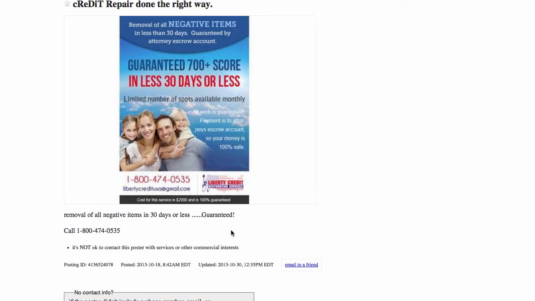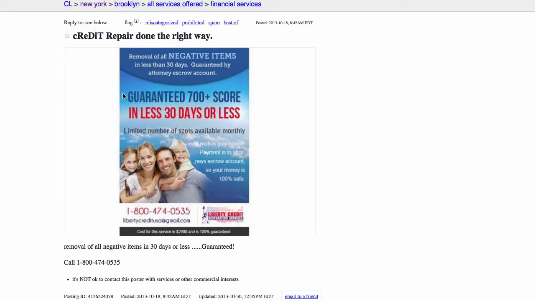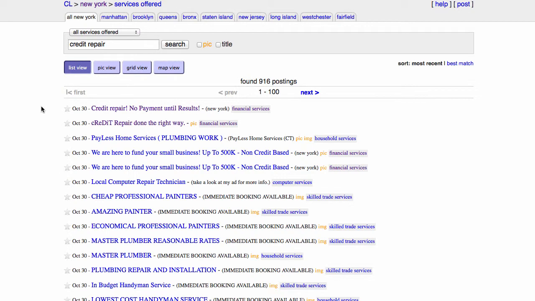They're offering a guarantee. And it's important as we're doing our market research to understand some of the benefits here. Guaranteed 700 plus score. So obviously the people who are looking for credit repair are looking for 700 or more scores. Offering guarantees, and apparently time is a factor because they're saying in less than 30 days. So this is a decent ad that we can use maybe as part of our swipe file.